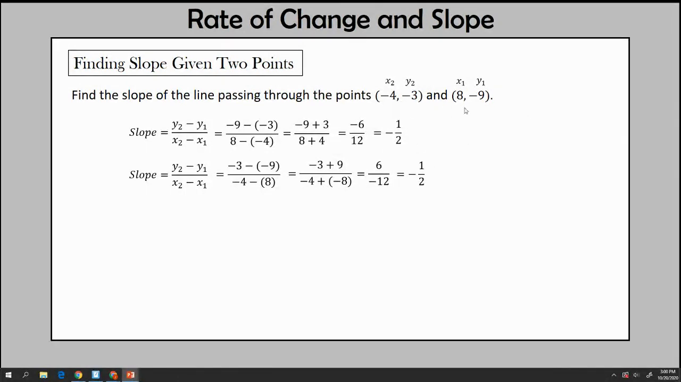I just want to show you that whatever ordered pair you decide to use first, you just got to use it first in both cases. Okay. Obviously, you don't have to do this. You don't have to do it both ways.